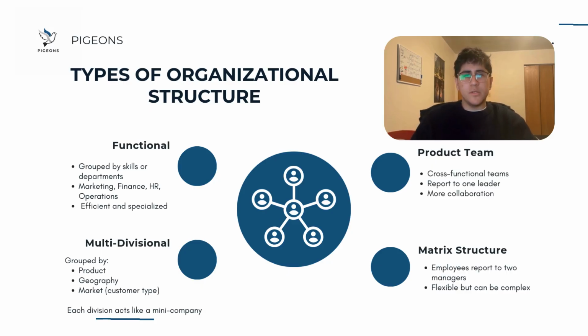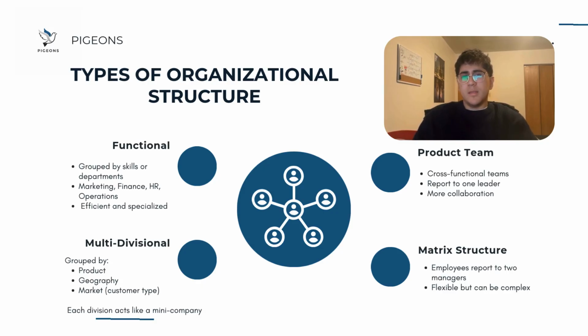First, we have the functional structure. This is when a company groups people based on what they do, like marketing, finance, operations, or IT. This structure is pretty common, especially in smaller or more stable companies. It works well because people with similar skills work together, so they can learn from each other, improve faster, and become more specialized. It's also easier for managers to supervise performance since everyone in the department does related tasks.